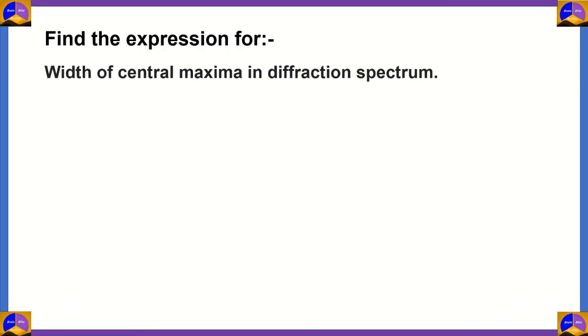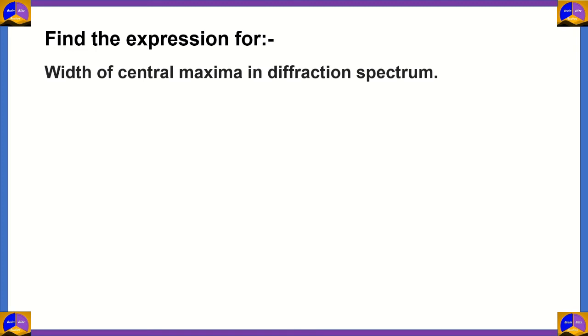Now let's look at the final derivation. We need to find the expression for the width of central maxima in a diffraction spectrum. Diffraction is considerably different from interference. It is a phenomenon of bending of light at sharp corners of obstacles and spreading into the region of geometrical shadow. It is observed if the size of the obstacle is of the order of the wavelength of light.